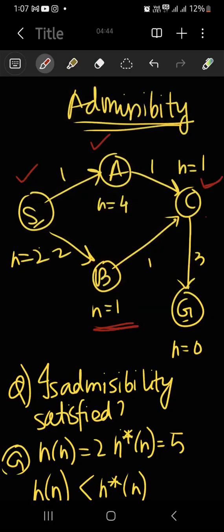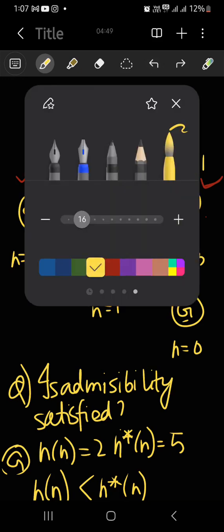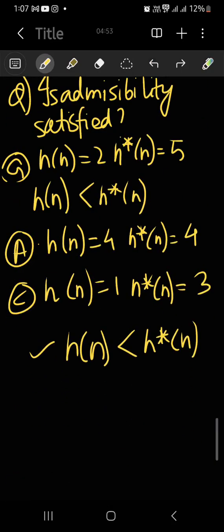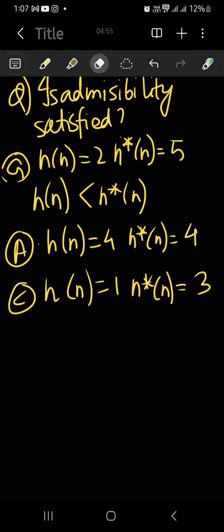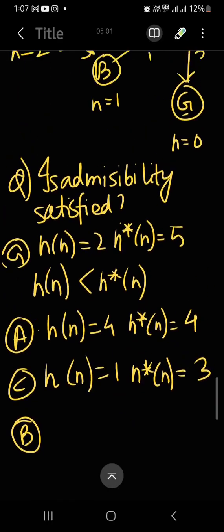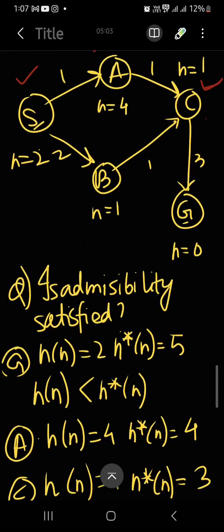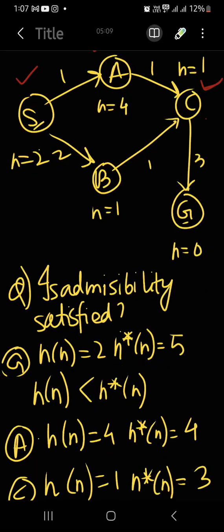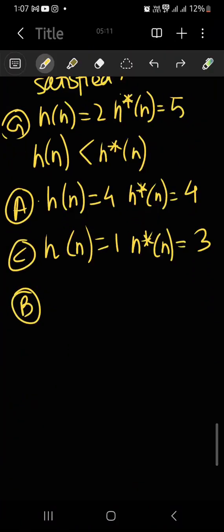Now let's say we have to check for B also, right? For B also we need to check, because we have to check for every node, right? So let me first of all remove this thing. Now for the node B, see here, the estimated cost to go from B to the goal vertex is written as 1. So H of n is 1.